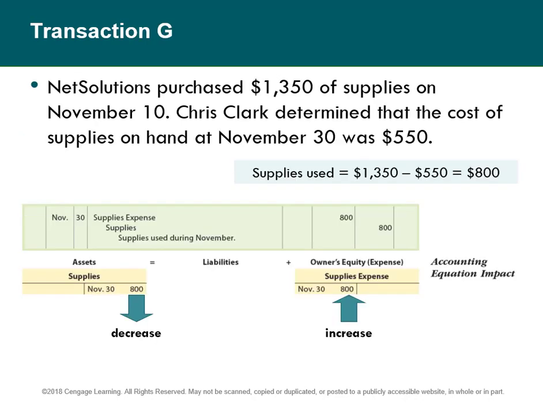Then they purchased supplies of $13.50. Clark determined that the cost of supplies on hand was $5.50. So if they had $13.50 and there's $5.50 left, then they used up $8.00. That would be the expense. So debit supplies expense, credit the asset supplies. Okay, increase the expense, decrease the asset.